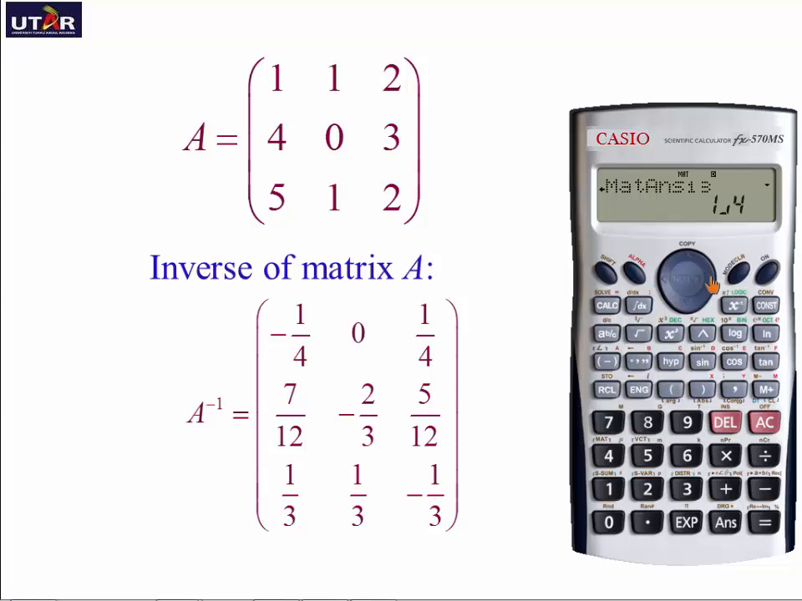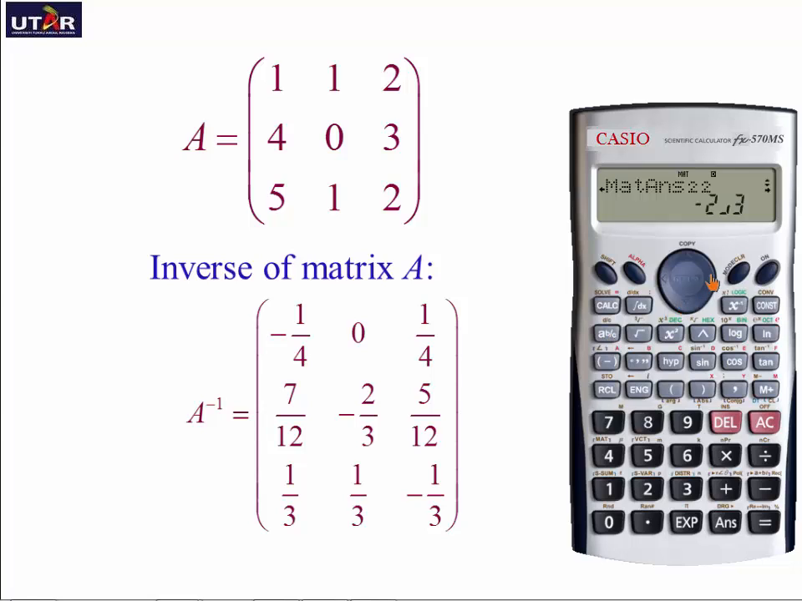Row 2, column 1, you press again. Row 2, column 1, not that helpful, the decimal point. Change to fractions. Alright, 7 over 12. No problem there. We are quite happy so far. You press again the navigation key to the right for the next number. The inverse matrix row 2, column 2. Alright, not very helpful, the answer there. Change to fractions, negative 2 over 3.